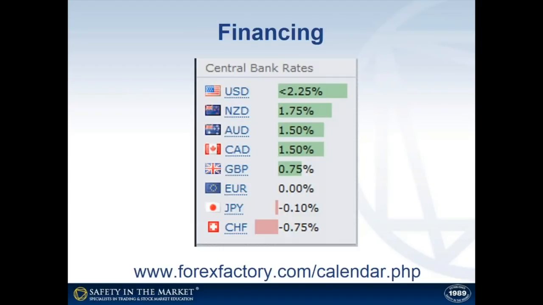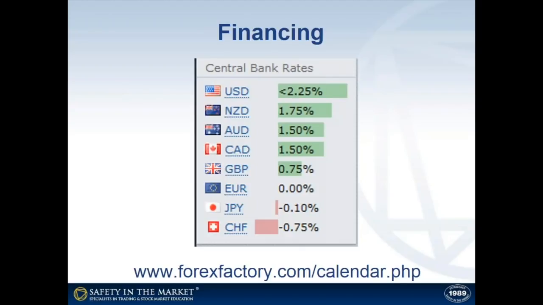The reason that some central banks have gone the negative interest rate route is that they don't want to reward people for holding their currency. They don't want speculators in there holding their currency. They want to devalue their currency. If speculators are going in and buying their currency, it's going to push the value of the currency up, and that can have some negative consequences for their economy, which we're going to talk about when we look at fundamental analysis in part 5 of the series.